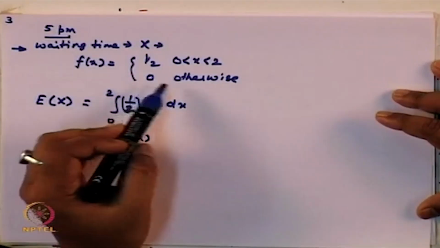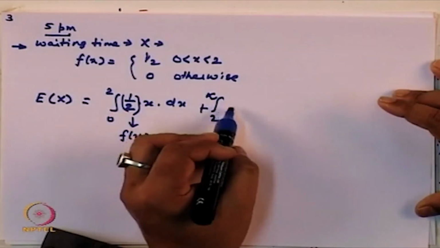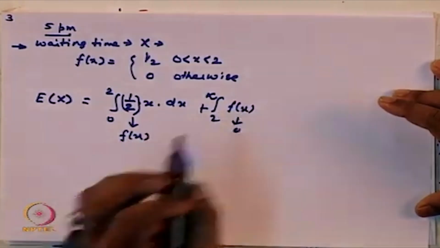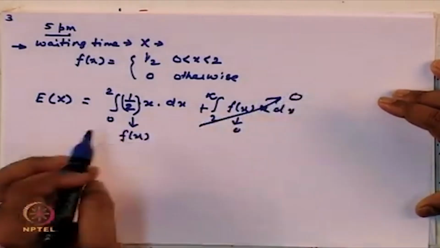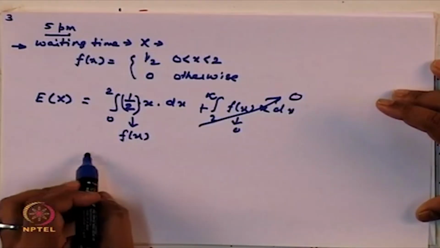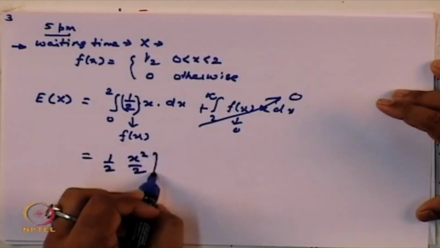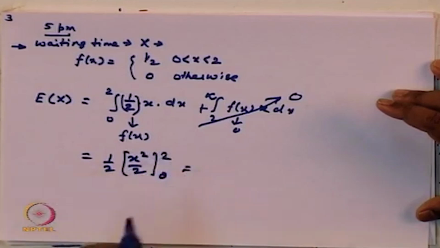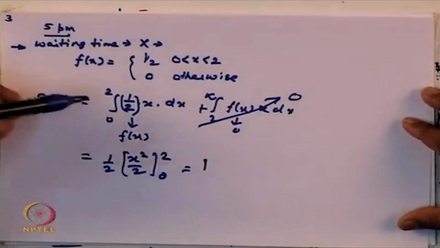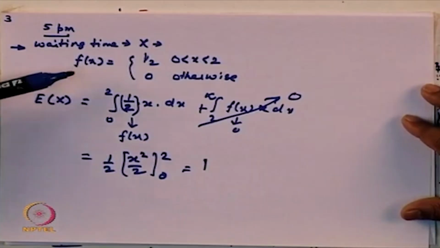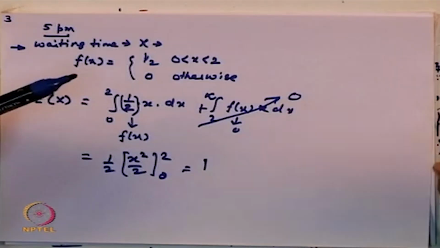Now, x cannot be less than 0. So, you can integrate from 0 to 2 and 2 to infinity. Here your f of x is nothing but 0, so x f x dx is 0. So, essentially this part is 0. So, you have to integrate from 0 to 2 of half x dx, which is equal to half into x square by 2 from 0 to 2, that is 2 square. So, this will return a value of 1, which means that if this was your distribution for waiting time, on an average you will have to wait for 1 hour to receive your mail.